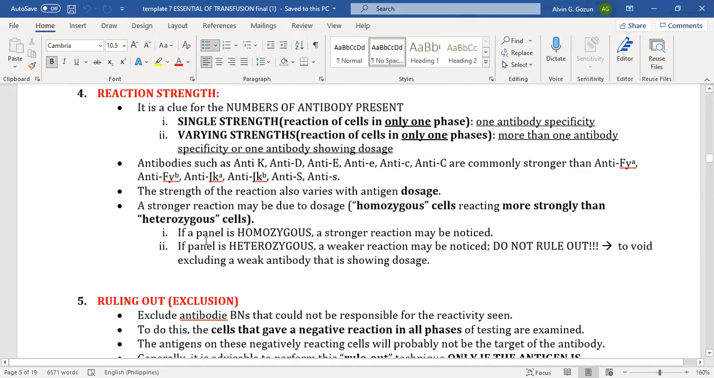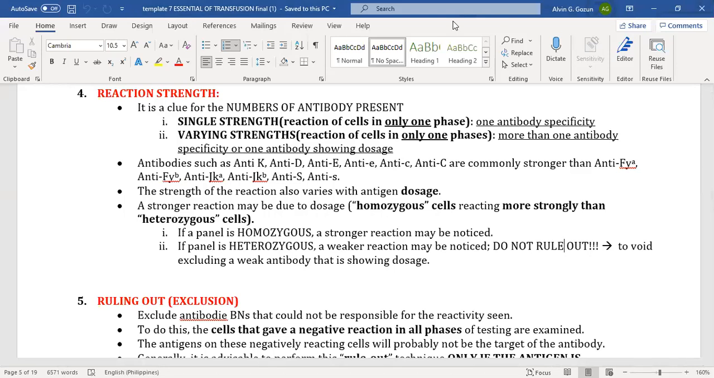Okay. Sige. So sabi dito, if a panel is homozygous, a stronger reaction may be noticed. But if a panel is heterozygous, a weaker reaction may be noticed. So here, ito daw yung hindi mo i-rule out. Bakit? To avoid excluding a weak antibody that is showing a dosage.